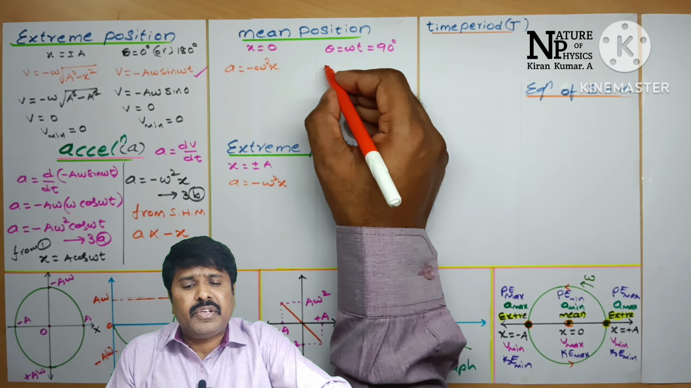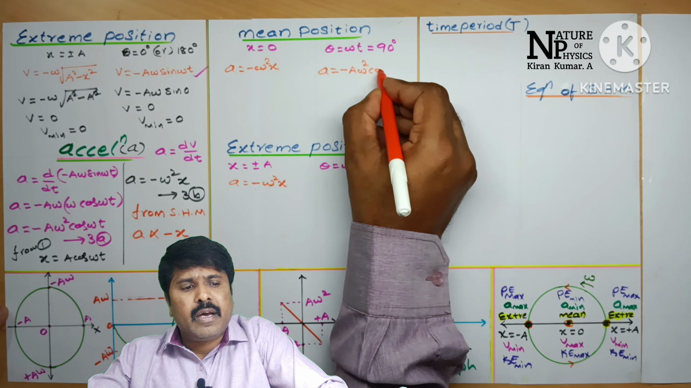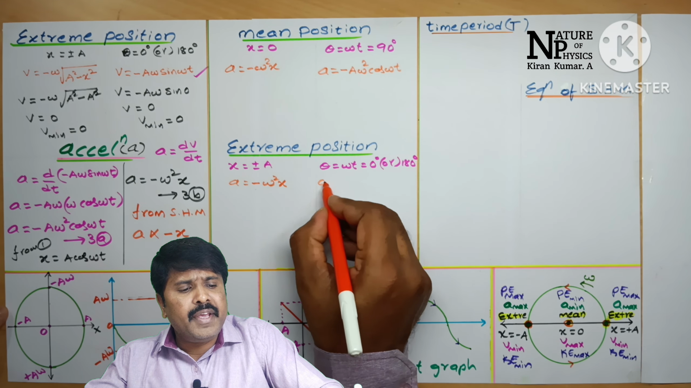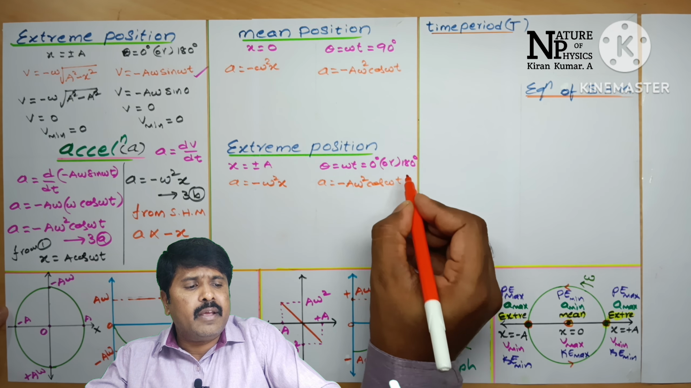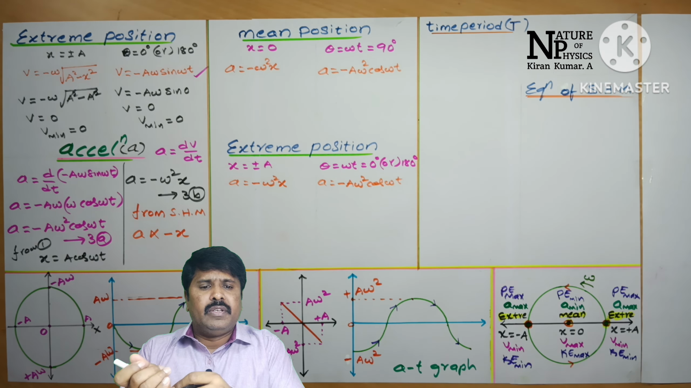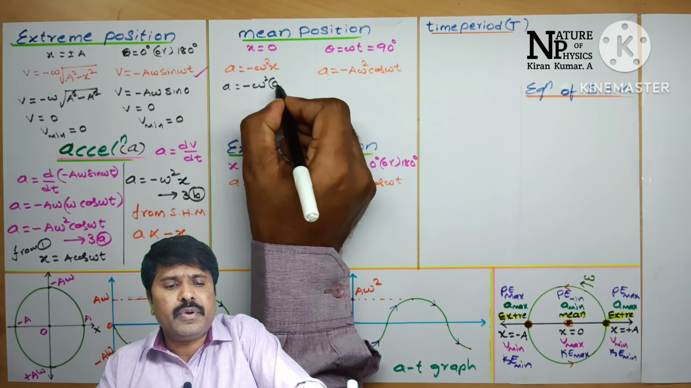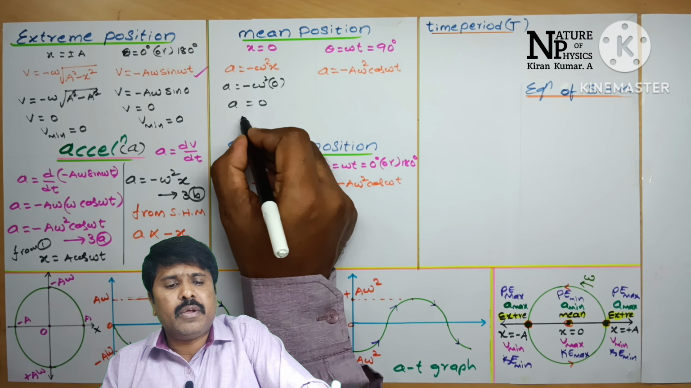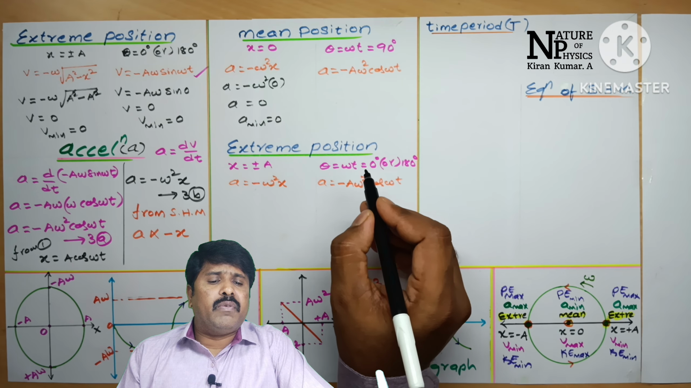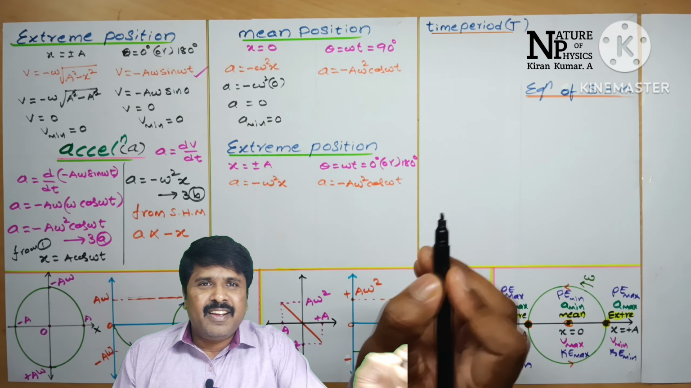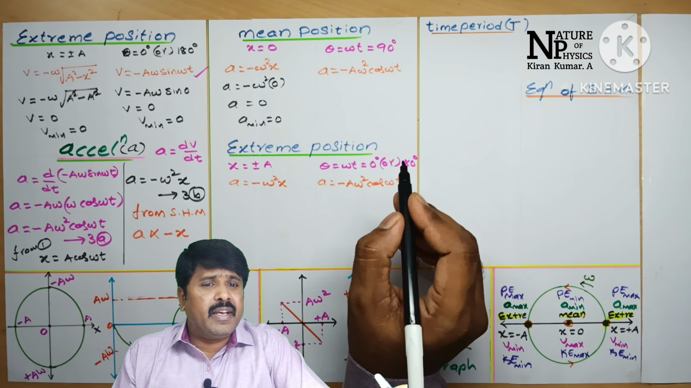And next, acceleration a is equal to minus A omega square cos omega t. So next, see student, acceleration a is equal to minus omega square into 0, and 0 into anything is 0, so acceleration is minimum at the mean position. Whenever acceleration is minimum, potential energy is also minimum at the mean position. So total energy is in the form of kinetic energy only.